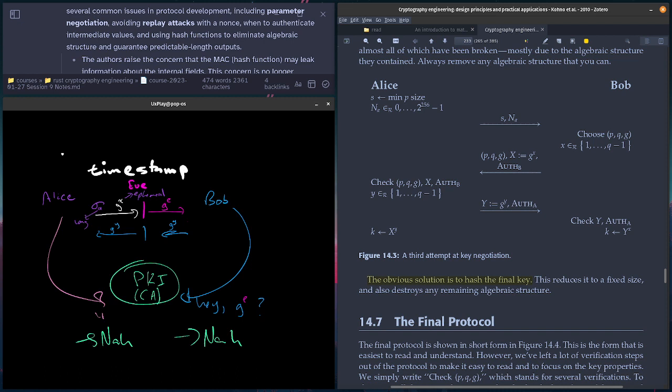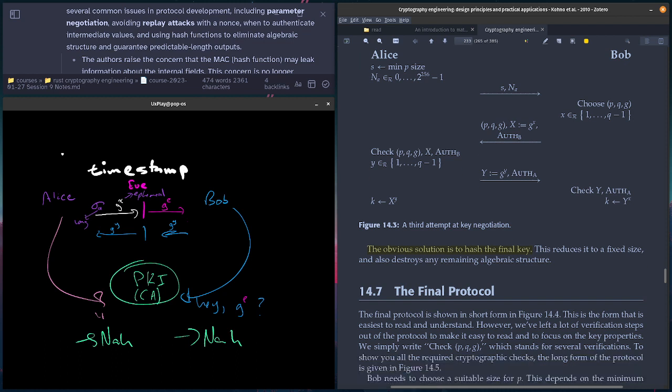And further, oh no, these guys switched up their notation from G^X, which was Alice's private key public key pair, to G^X is now Bob's private key public key pair.